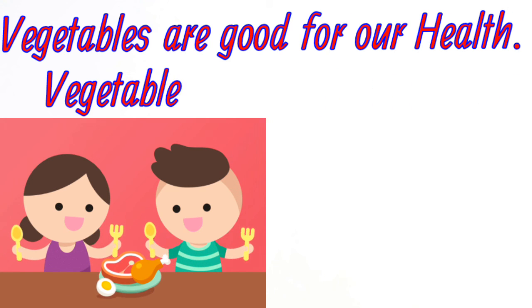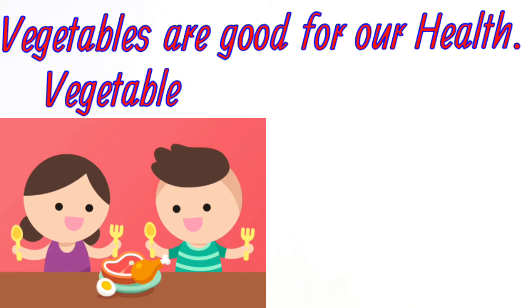Next is corn. Corn. What's this vegetable, children? Corn. Next vegetable is radish. Radish. Say with me, radish. Next, cauliflower. Cauliflower. What is this vegetable? Cauliflower. Next vegetable is beetroot.